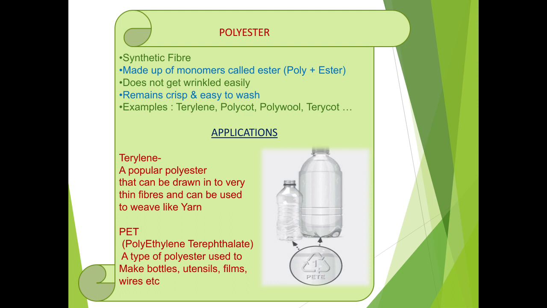Then another application of polyester is PET. PET, the full form is polyethylene terephthalate. It is a polymer of ethylene terephthalate. That is, ethylene terephthalate is a molecule and it is the monomer. So when a number of ethylene terephthalate molecules come and join together, it forms a polymer, and that is known as polyethylene terephthalate. And the short form is PET. Okay. And PET is usually used to make bottles, utensils, films, wires, etc.